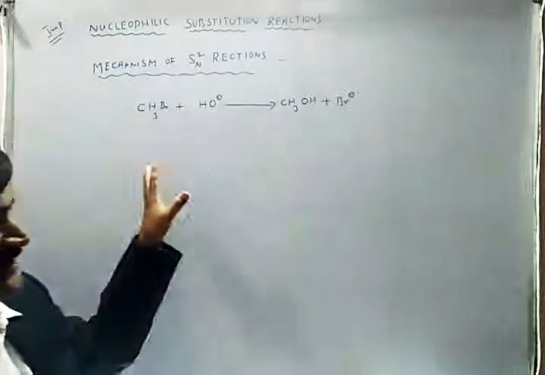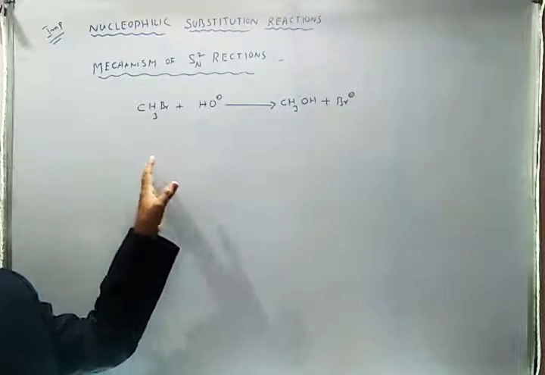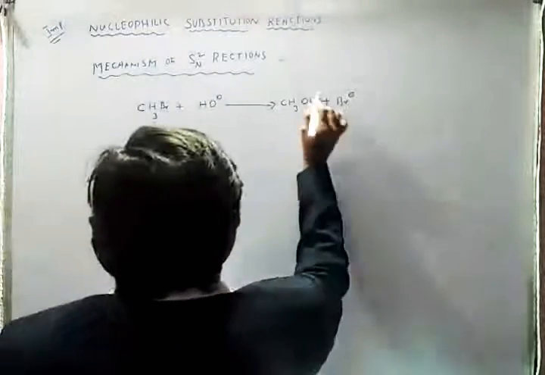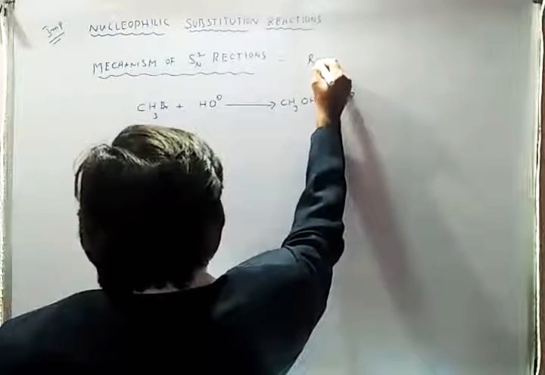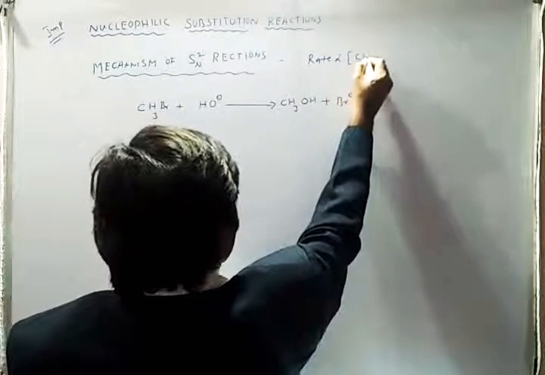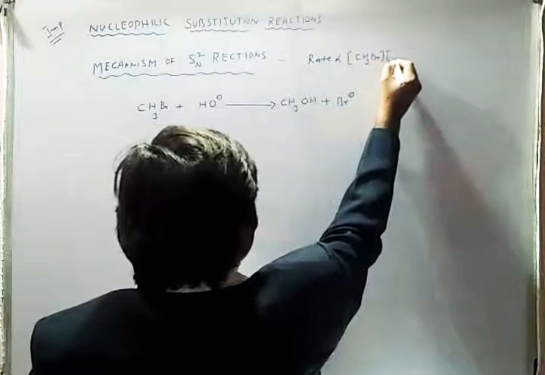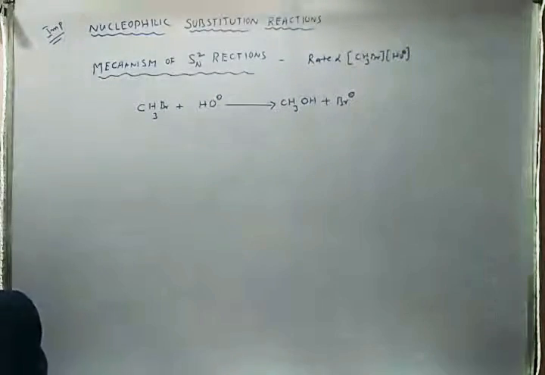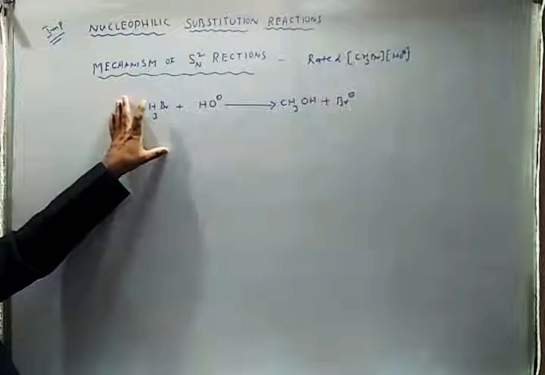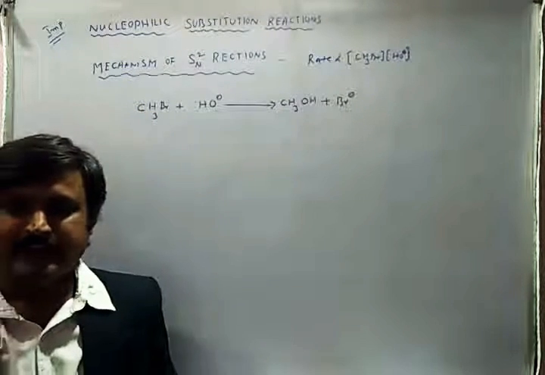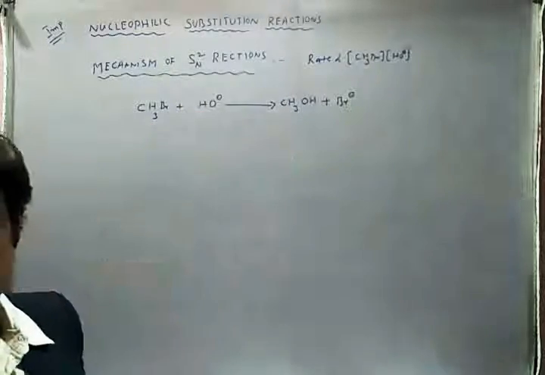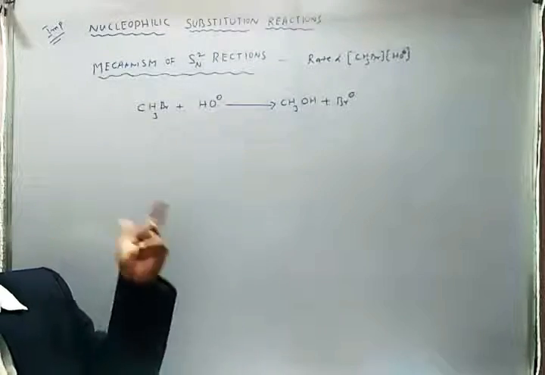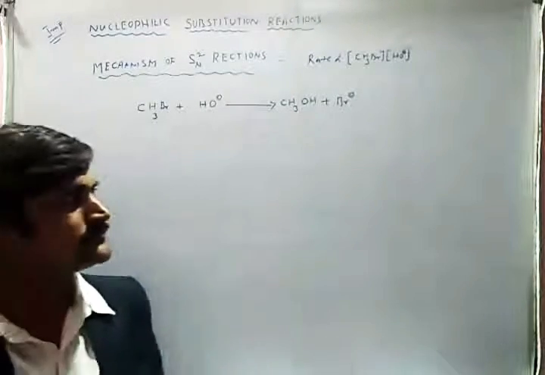If the concentration of methyl bromide in the reaction mixture is doubled, the rate is directly proportional to the methyl bromide concentration as well as the OH minus nucleophile concentration. So the rate of the SN2 reaction also doubles. If the concentration of OH minus ion is doubled, then the rate of reaction also doubles.